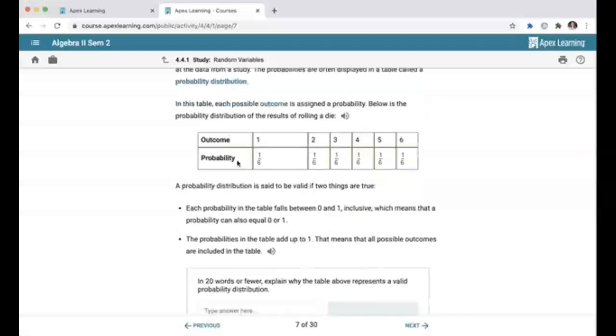And then when we're looking at this distribution here, it's said to be valid if there's these two things. This distribution at the bottom, the probability has to add up to 1, and all of the values have to be between 0 and 1.